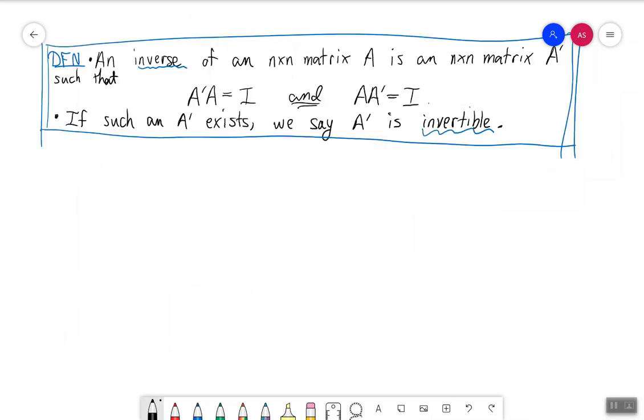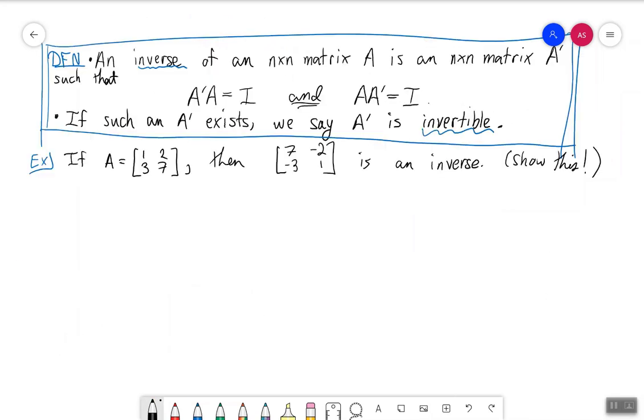Let's look at some examples. If A is [1, 2; 3, 7], then this matrix here, [7, -2; -3, 1], is an inverse. Show this. Does the 2 by 2 zero matrix have an inverse? In analogy with real numbers, the number 0 doesn't have an inverse. There's no such thing as 1 over 0. So my instinct is to say, no, it doesn't have an inverse. So let's see if I can think of why.